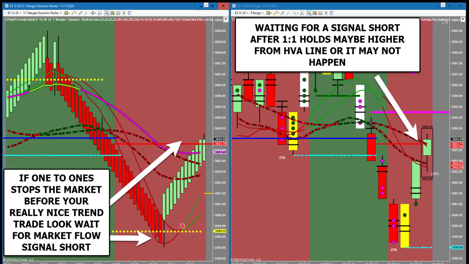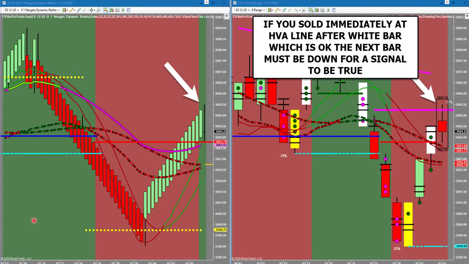Now, let's say you're looking for a short and you're recognizing, like from the market flow video, that we might go a little bit higher. Instead of just getting in at the 5-1 chart, you may say, hey, I might wait till it gets to the magenta line or I get a signal, just in case the 1-to-1s make it go up a lot higher. And, as we progress forward through this, you can see the market did go higher.